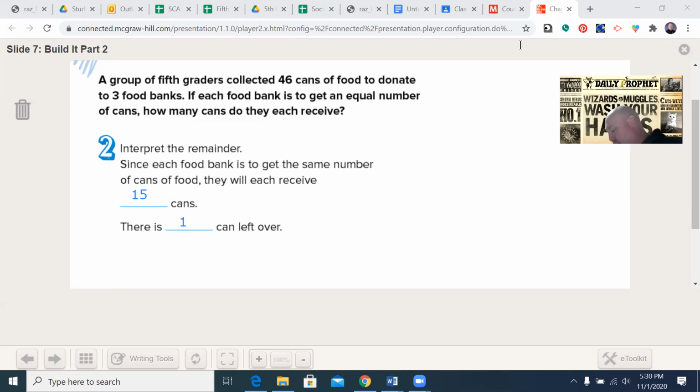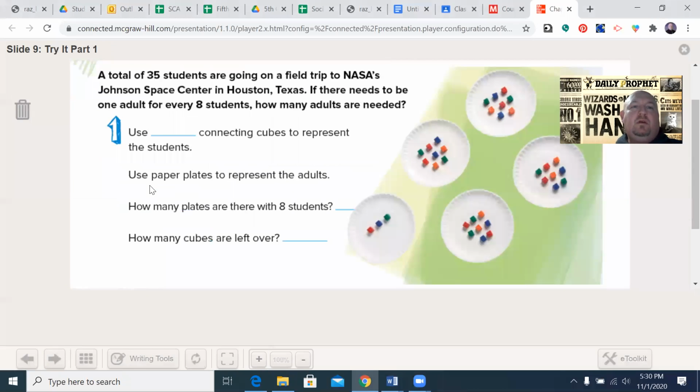So now we're going to turn the page to 222. Close my annotation tool, move forward here. So now we're going to do a total of 35 students are going on a field trip to NASA's Johnson Space Center in Houston, Texas. Only if they take us, am I right, class? If there needs to be 1 adult for every 8 students, how many adults are needed?